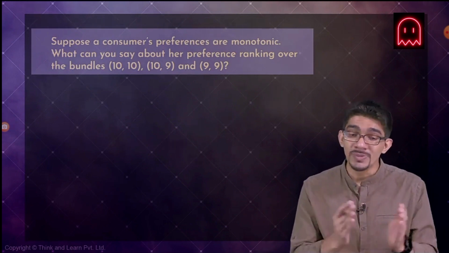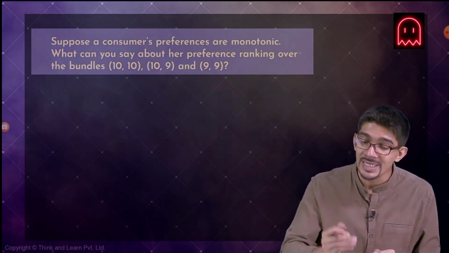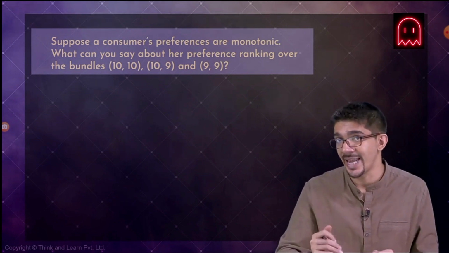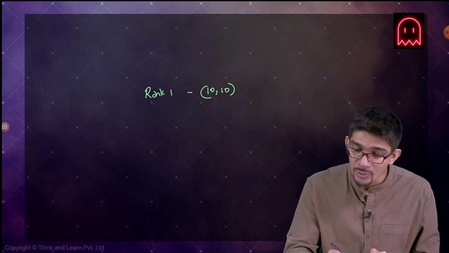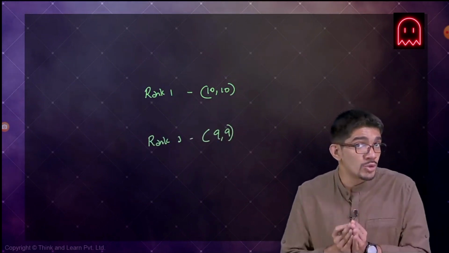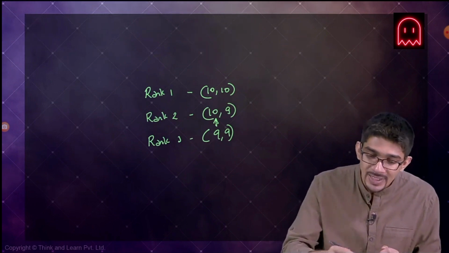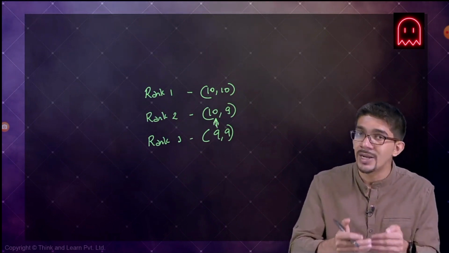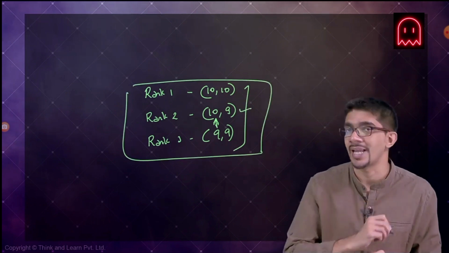Suppose the consumer's preferences are monotonic. What can you say about her preference ranking over the bundles 10, 10, 10, 9 and 9, 9? Obviously 10, 10 with the maximum of both goods will be rank 1. 9, 9 with the minimum of both goods will be the final rank 3. And 10, 9, which has one more good compared to the last rank bundle, will be at rank 2. So this is the final ranking.